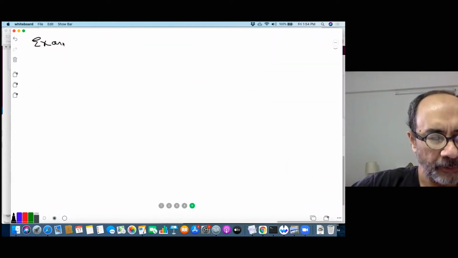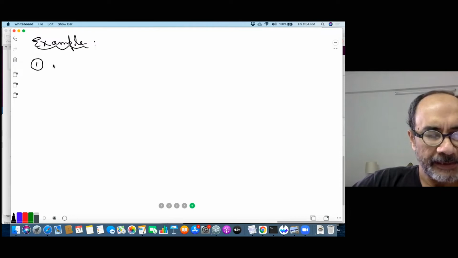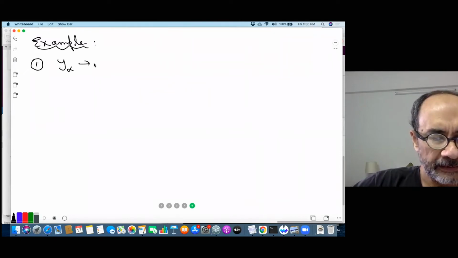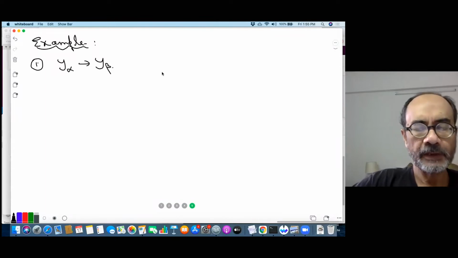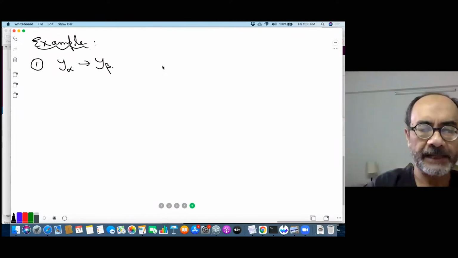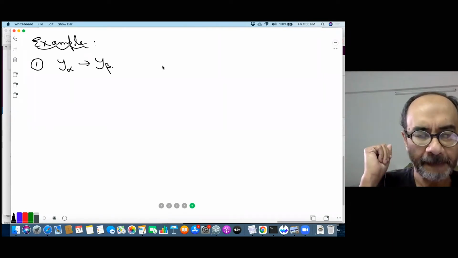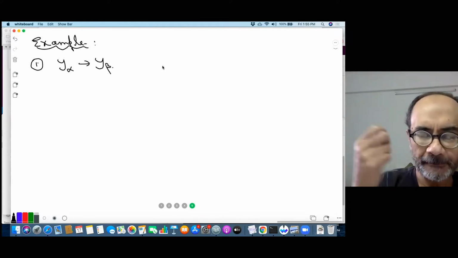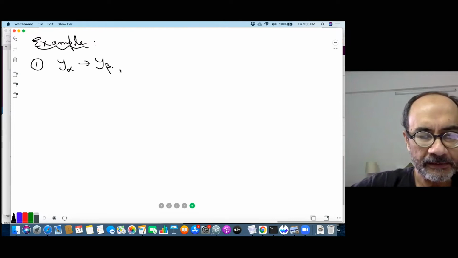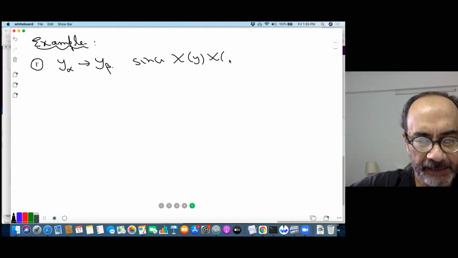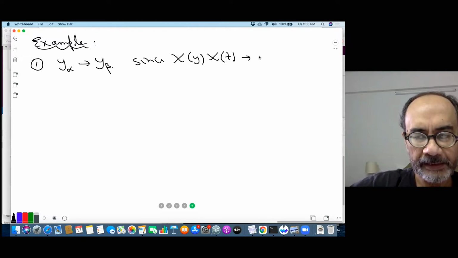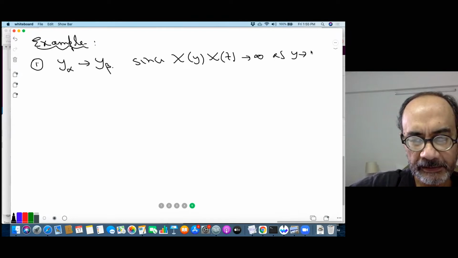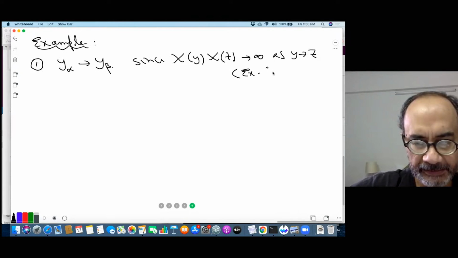What kind of pole are you talking about? One class of examples comes when two picture changing operators collide. In PGMN, the choice of a section specifies the choice of picture changing operators, and it may happen that two picture changing operators are taken at the same position. This gives a singularity, since chi of y, chi of z goes to infinity as y goes to z. This is an exercise. Check this.